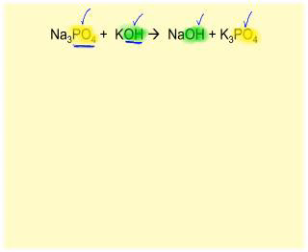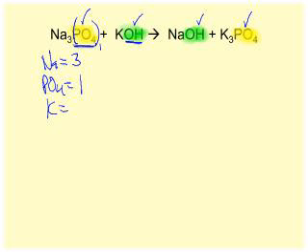So it's not Na3PO. It's Na3 phosphate. So let's go ahead and do this. Na equals 3. PO4 equals 1, because the parentheses here would be 1. K equals 1. Hydroxide equals 1.